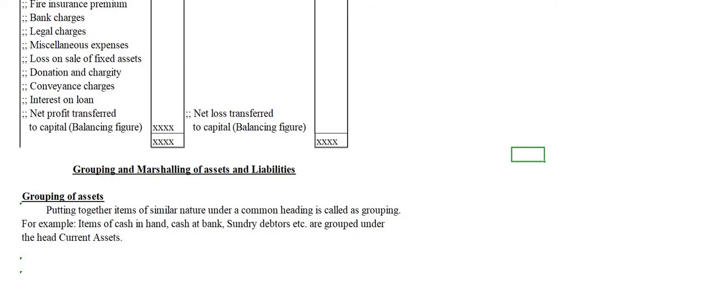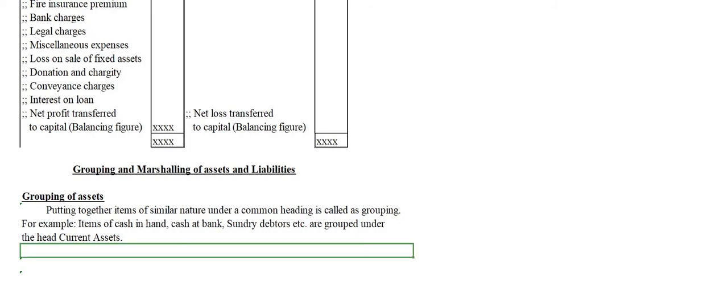Like assets, on the liability side also we can include all the current liabilities like sundry creditors, bills payable, bank overdraft. All these things can be kept under the head current liabilities. That is also an example of grouping of liabilities. Okay.